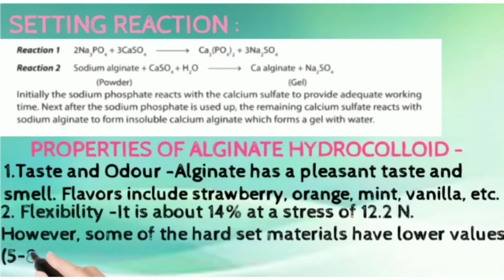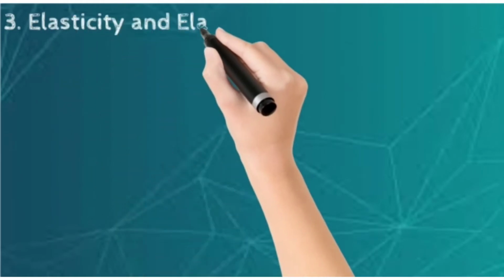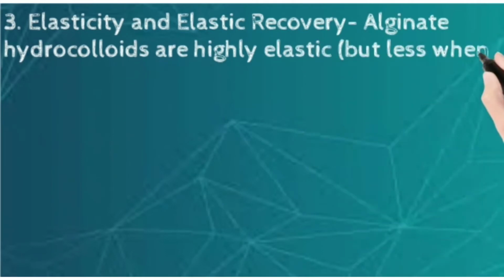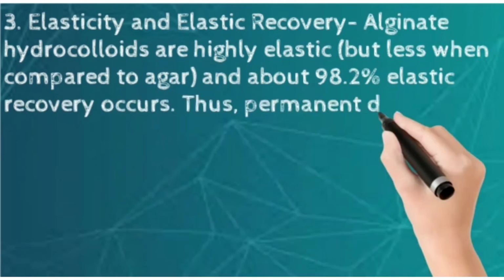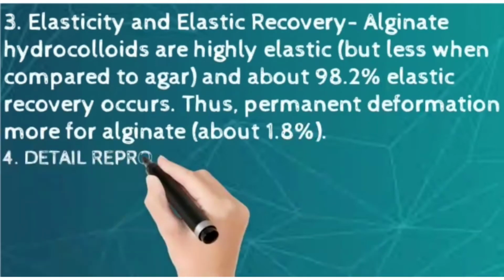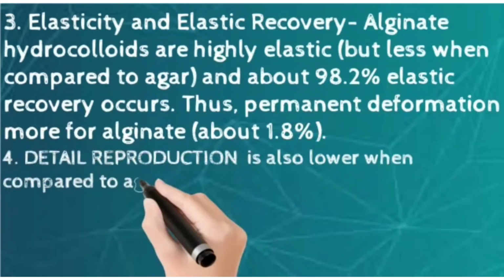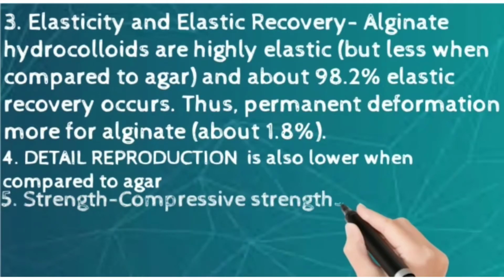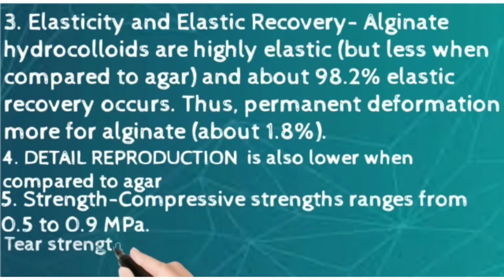Then when I talk about elasticity and elastic recovery, alginate hydrocolloids are highly elastic, but less so compared to agar. Otherwise they are very highly elastic, and elastic recovery is about 98.2%. Permanent deformation is more for alginate. Reproduction of detail is lower when compared to agar. Then compressive strength will be 0.5 to 0.9 megapascal, and tear strength is also an important property for alginates.